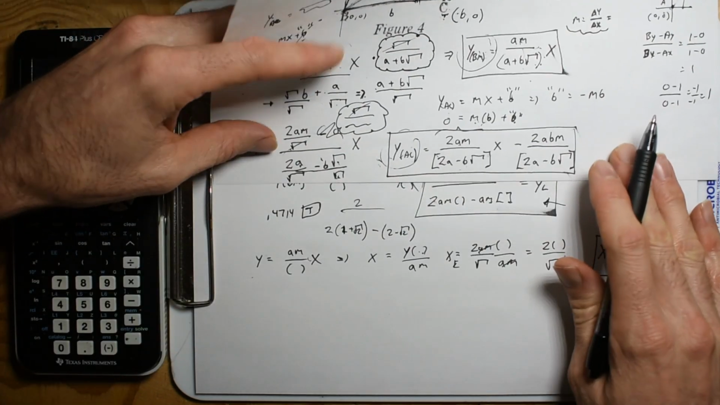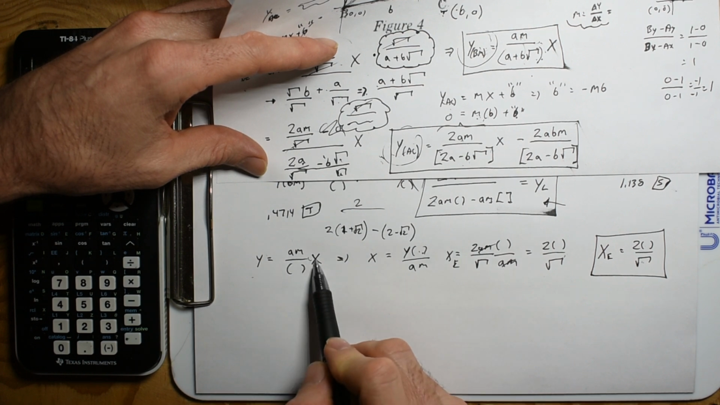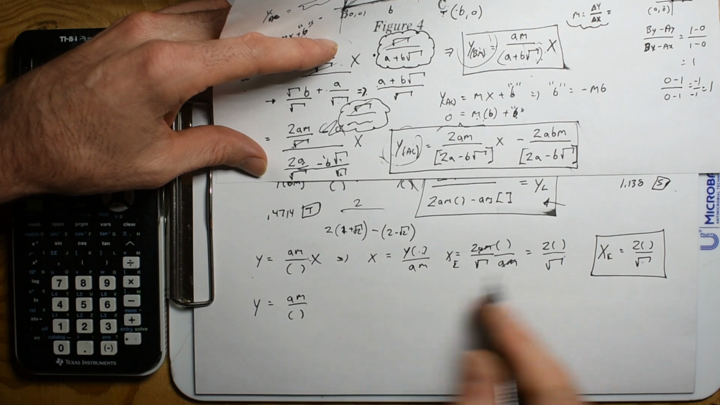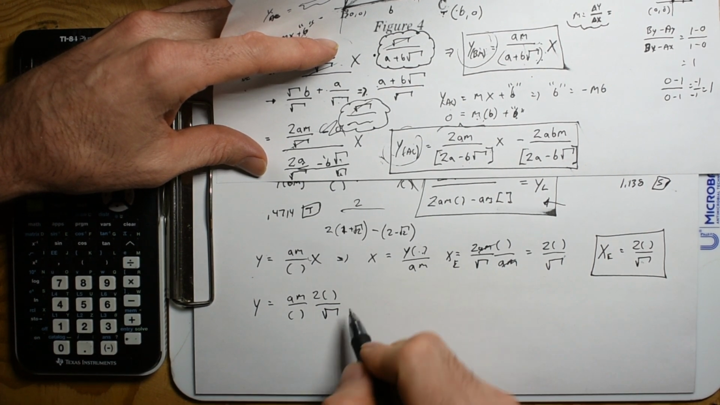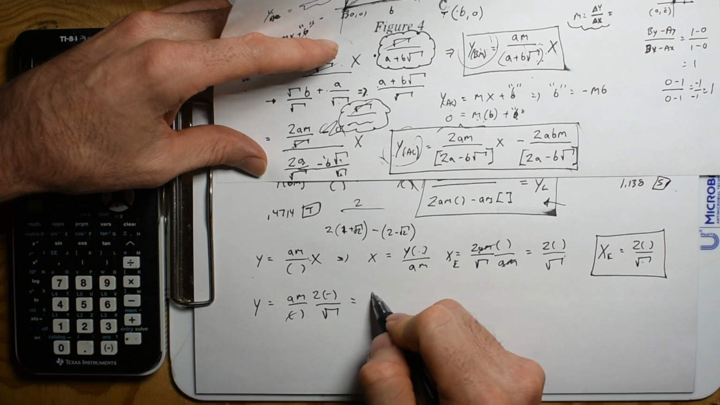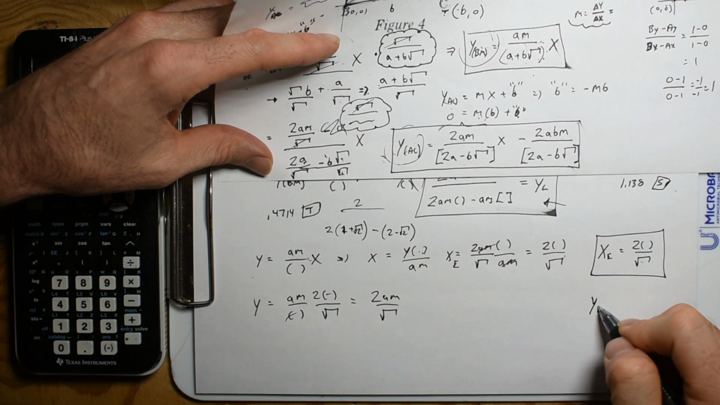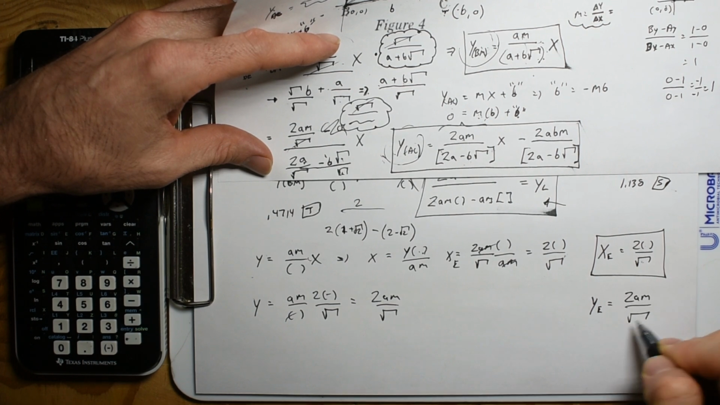Cool. All right, so if I throw this value into this equation, hell yeah, then I get y is equal to am bracket, and then this x is 2 bracket square root. Okay, so brackets cancel, and I get 2am divided by the square root. Okay, so this one was way simpler, and I get 2am bracket.